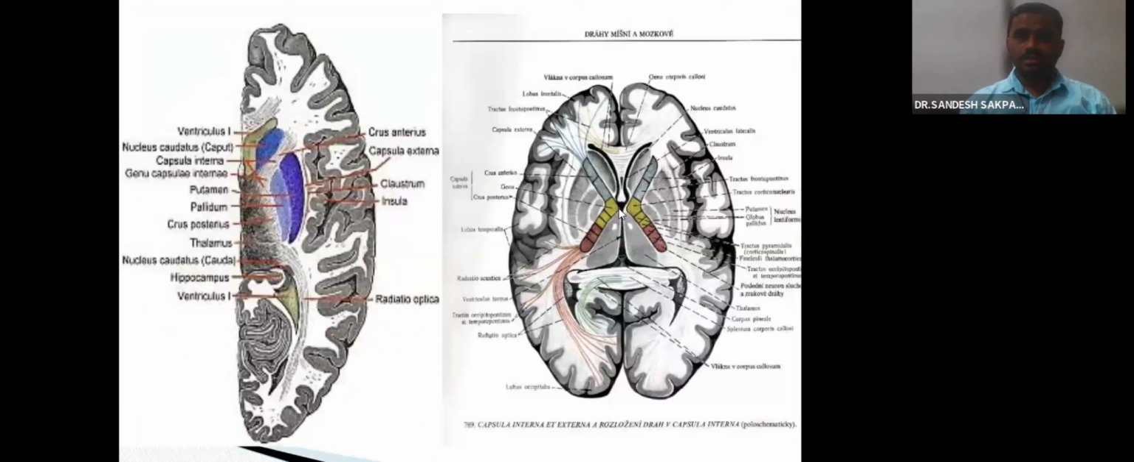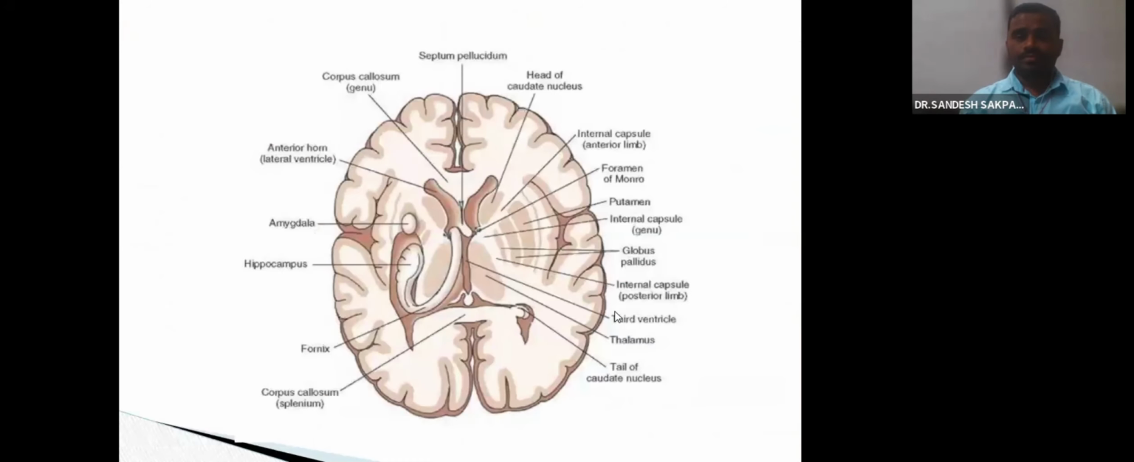This section we have seen. So there are different commissural fibers and association fibers going from one part of the brain to the other part of the brain. This is the internal capsule. This ribbon-like structure is again insular cortex. Then we have frontal lobe, parietal lobe, occipital lobe.